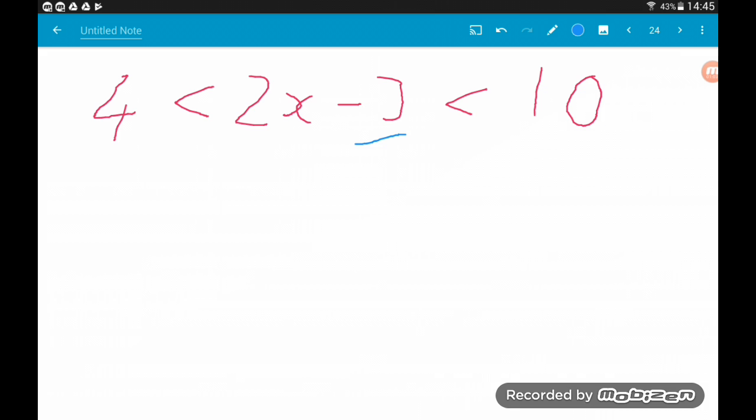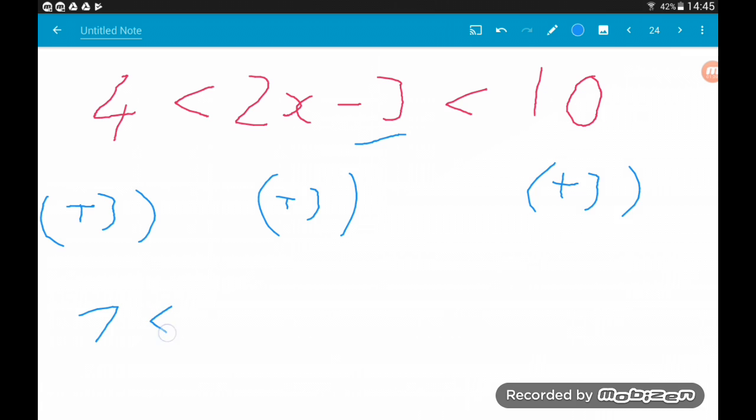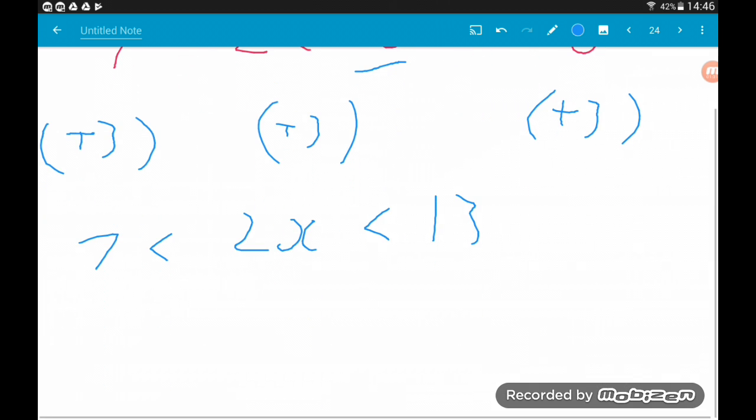So we've got this minus 3. To move this, we add 3. Now we do that to all three parts of this inequality. So we get 7 is less than 2x is less than 13. And then we just need to sort out this 2.